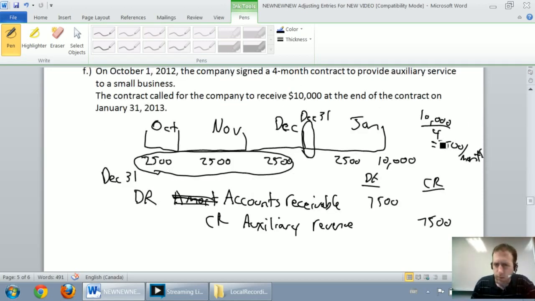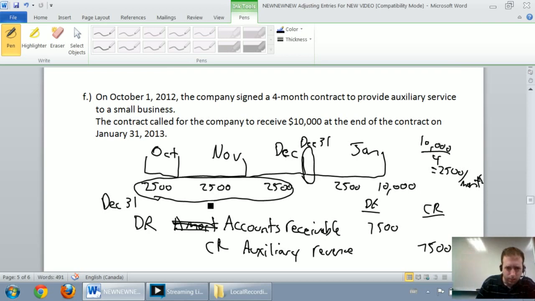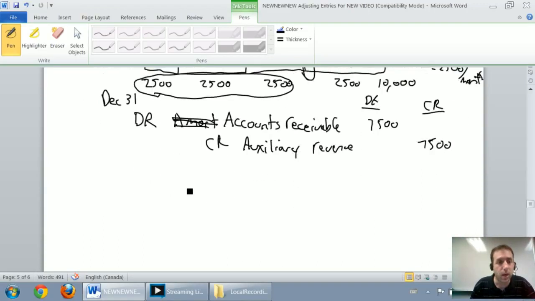So again, just to be clear here, because I feel like I might have muddied the waters with my saying amortization there for a moment. We've been earning money for which we haven't been paid. We've got to figure out, okay, it's an accrued revenue, so how much money have I earned for which I haven't been paid? The answer is $7,500. Debit accounts receivable, credit auxiliary revenue, or whichever type of revenue you have in your question, and you're all set.